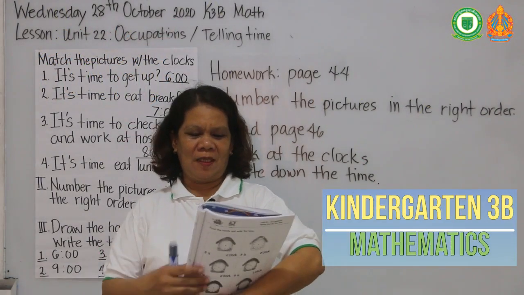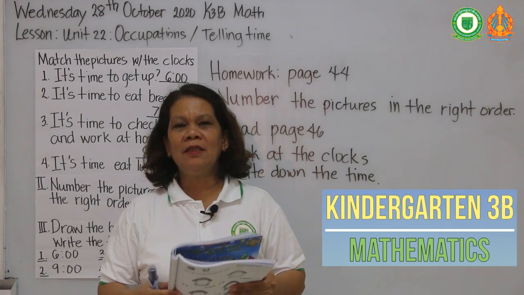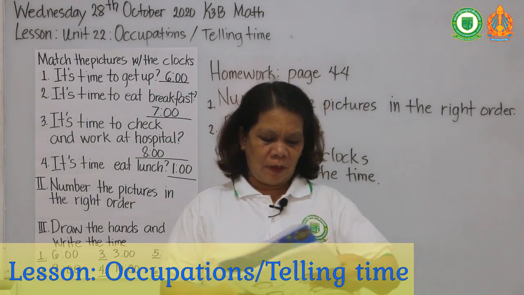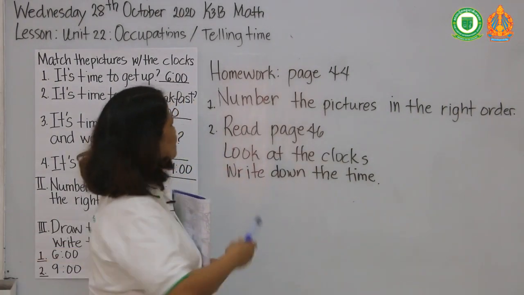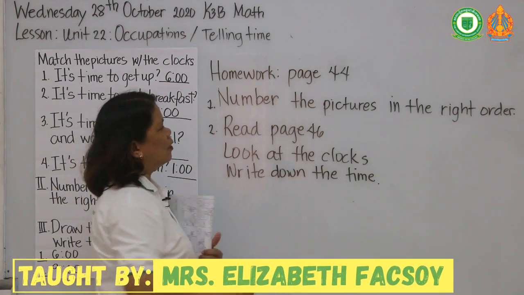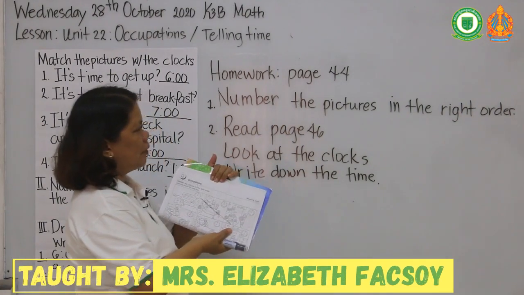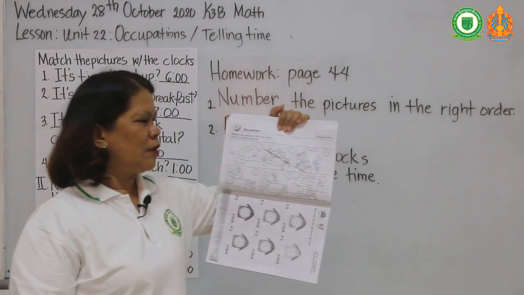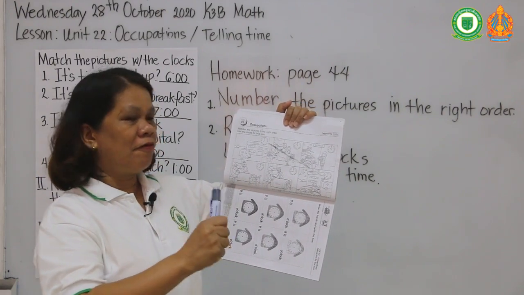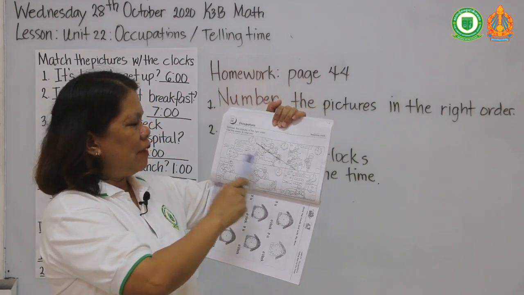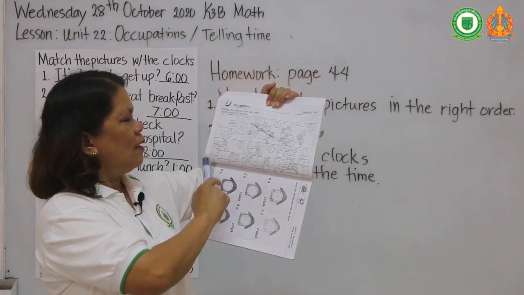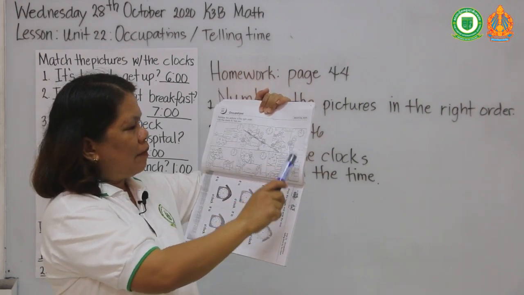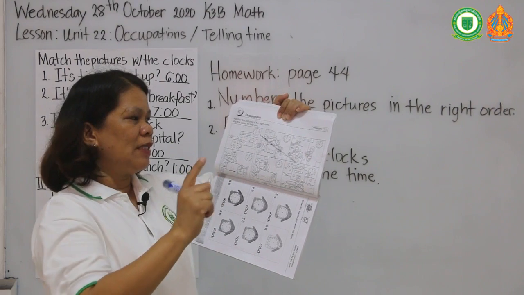Okay, kids? Please listen carefully. Listen very well so that you will understand your homework. Here is your homework. At page 44, you're going to number the pictures in the right order. So look at this, this is sequencing events. You write number 1, 2, 3, 4, 5, 6. Which is number 1?